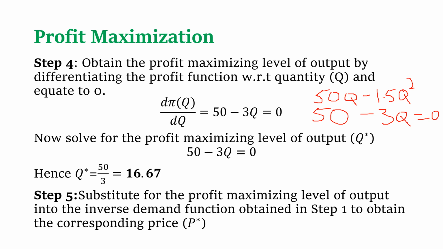Now we can simply solve. Let us just try to prove that this is a relative maximum, right? So what do we do? We just find the second order derivative, which is what? d squared pi over dq squared, right?